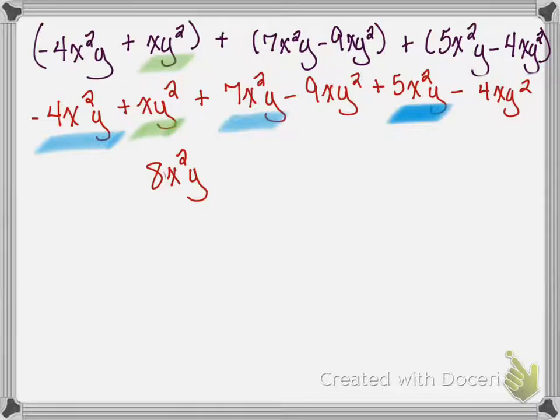Now let's go to our next one. Xy squared, negative 9xy squared, and minus 4xy squared. What's in front of that xy squared? What can I put in front of it? I can put a 1 right there. Okay, so I have positive 1, negative 9, and negative 4. Good. So I've got negative 12xy squared.